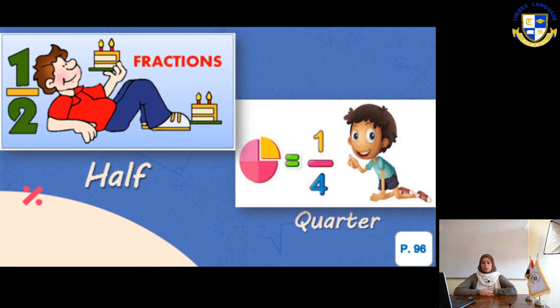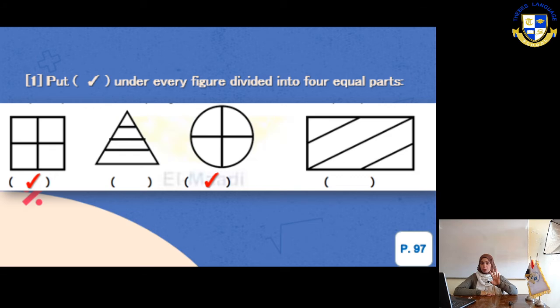So, put a check under every figure divided into 4 equal parts. Read carefully, 4 equal parts. Let's start with the square. Count the parts, 1, 2, 3, 4. That's right, 4 equal parts.